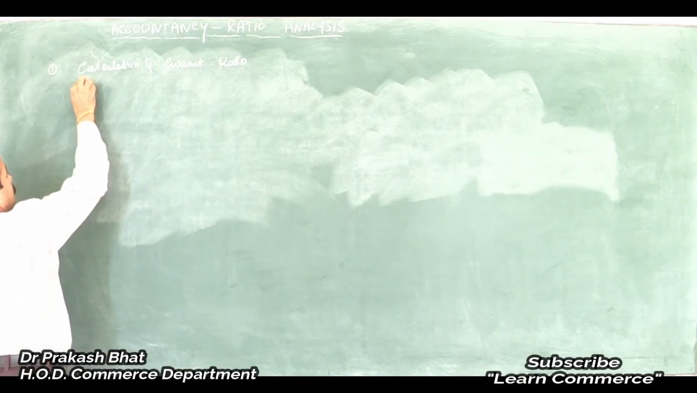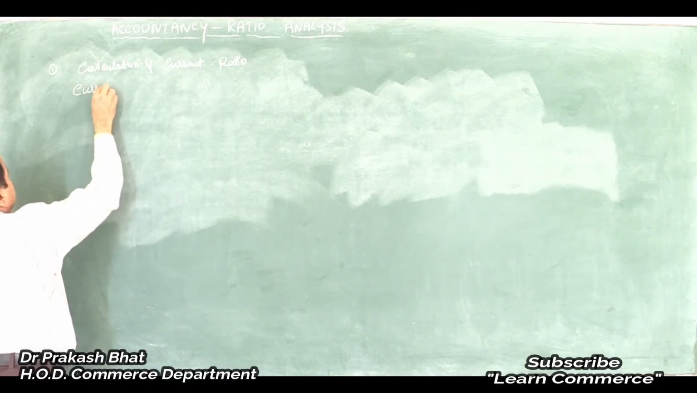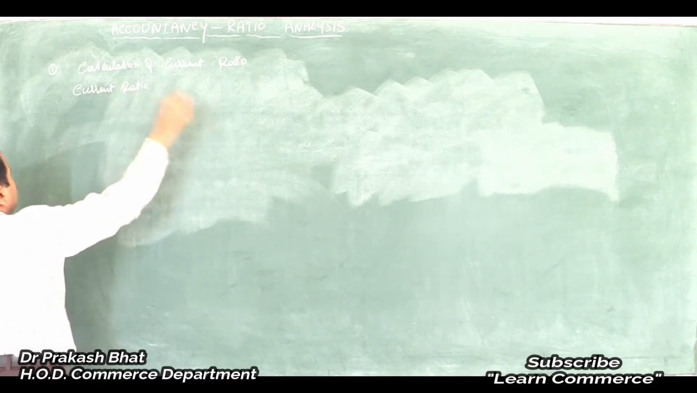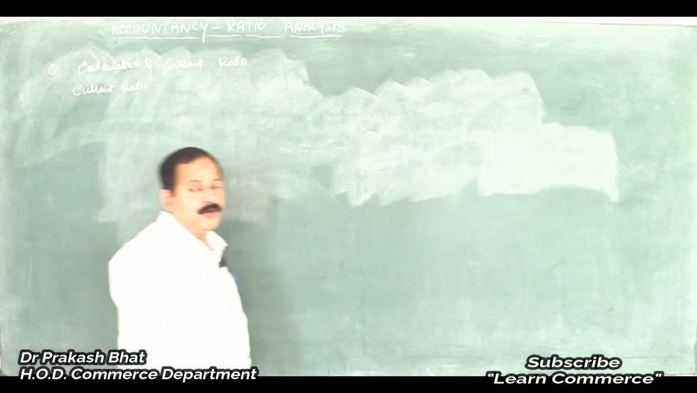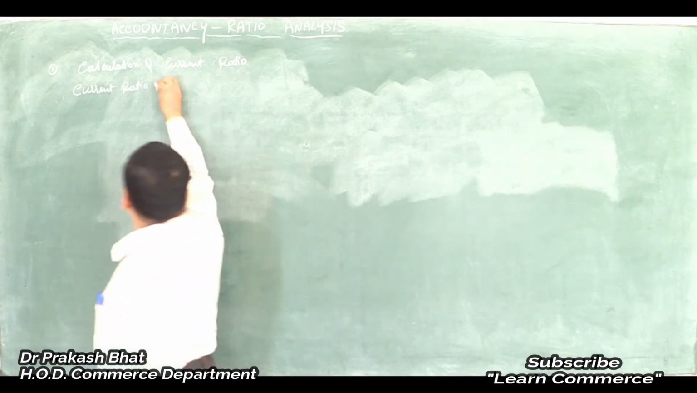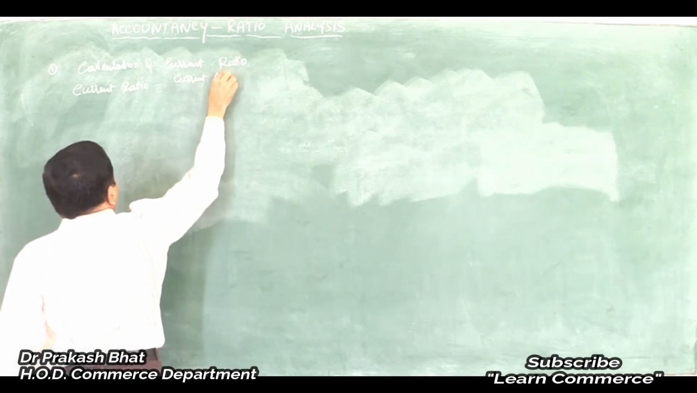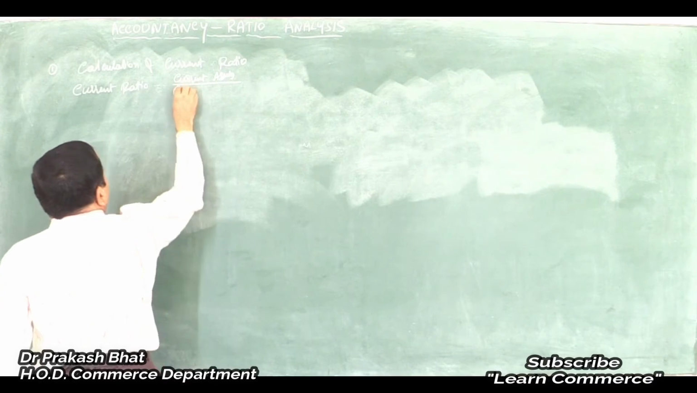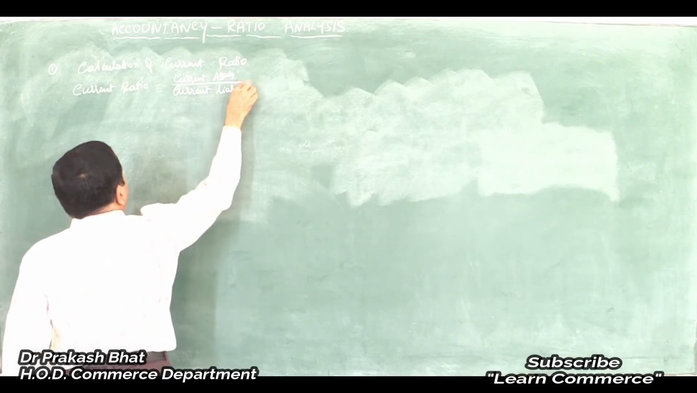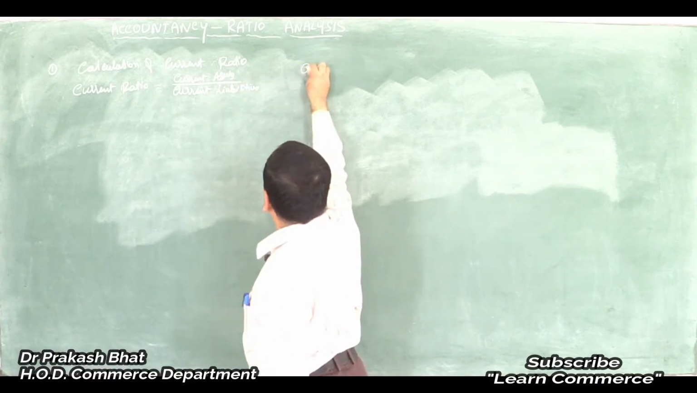What is asked in the problem? Calculate current ratio, right? So, current ratio is equal to, don't use shortcuts. If you use shortcuts, even the evaluator will use shortcuts and they will deduct marks. Current ratio is equal to current assets divided by current liabilities. Current assets divided by current liabilities.